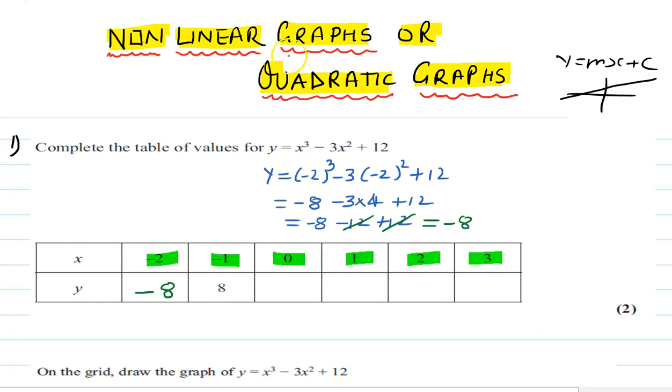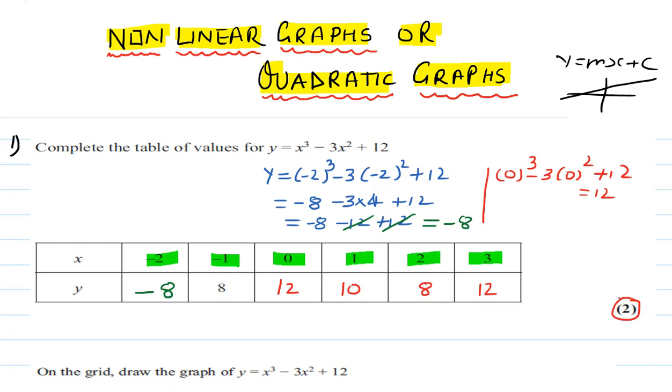So if we put 0 here, it will be 0 to the power 3 minus 3 times 0 square plus 12. This whole thing will be 0, so we are left with 12. Similarly, once we put 1, we are getting 10. So for 1, we are getting 10, and for 2, we are getting 8, and for 3, we are getting 12. So this is your 2 marks question. If all the values are right, you get 2 marks; if one value is wrong, then you are going to get 1 mark. Okay, so let's move on.